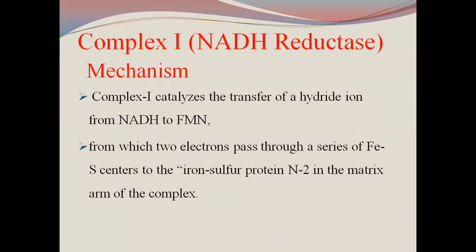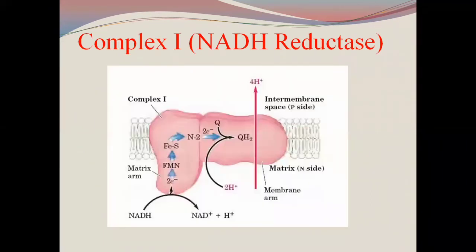So what is the whole mechanism? Let's look at the structure of complex 1. Complex 1 is a large complex, L-shaped, embedded in the mitochondrial inner membrane, right? And the NADH, when it gives its electrons, will transfer two electrons to complex 1. So now you know the structural organization of complex 1.